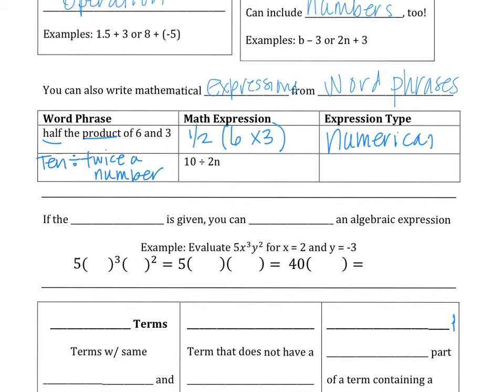So we take a look at this again, we can see it. 10 divided by twice, 2 means twice, n, which is a number. We don't know what that number is, it's just a number. And what kind of an expression is this? Well, there's a variable in it, that n, and so this is an algebraic expression.